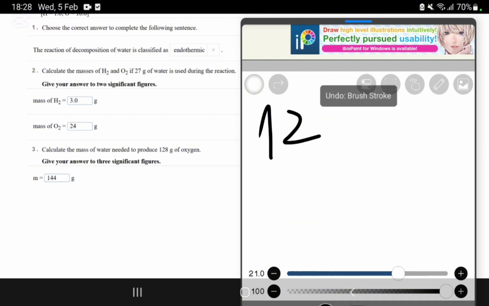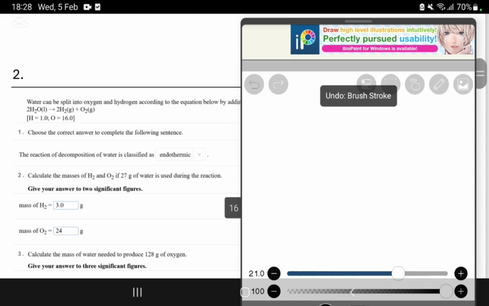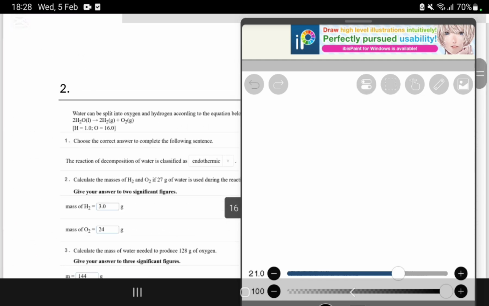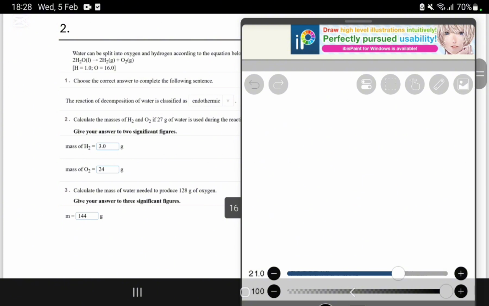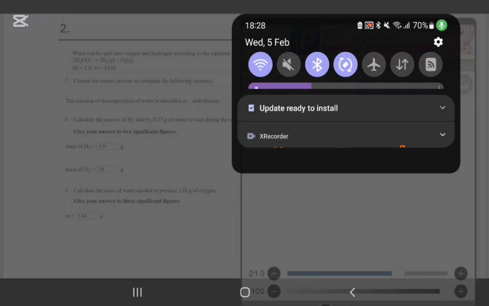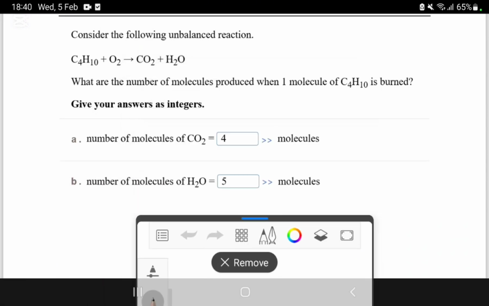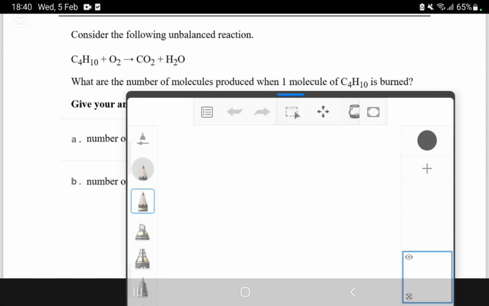Okay. Now we need to find the mass of H2O. Actually, no. Okay, so as I said for this question, we're going to have to balance the equation.